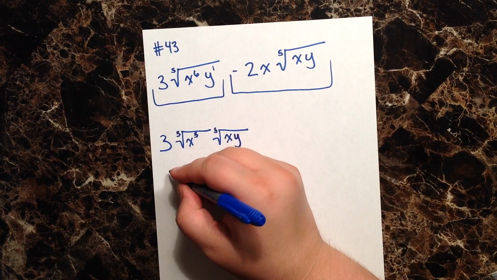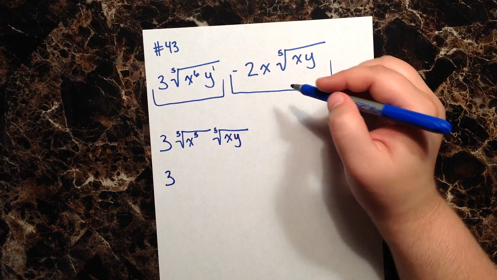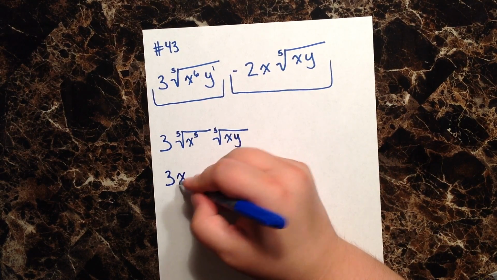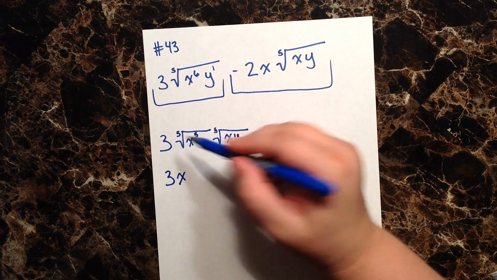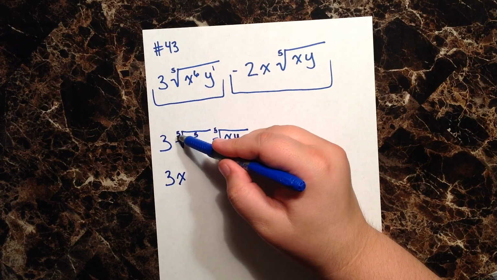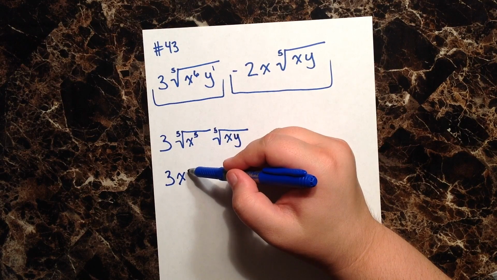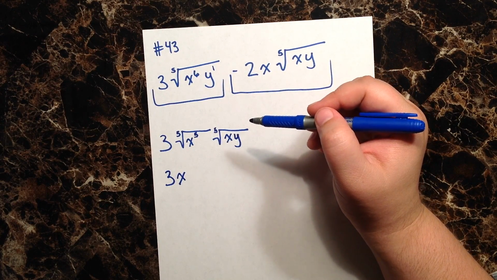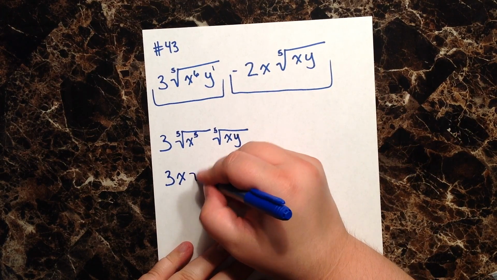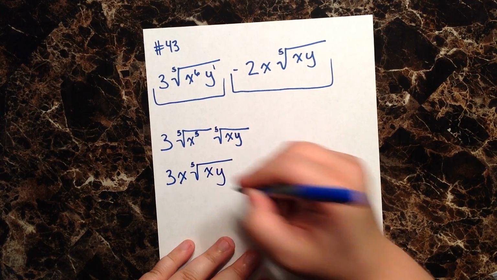Well, I have 3, which was my original free number. And when my x comes out, it comes out as simply x, because when I divide the power by the index, that tells me what it comes out as. So 5 divided by 5 is simply 1. And again, just like we did with y up here, remember, we don't have to write the exponent of 1. It's just understood. And then we simply rewrite our garbage, because there's nothing that we can do with it.